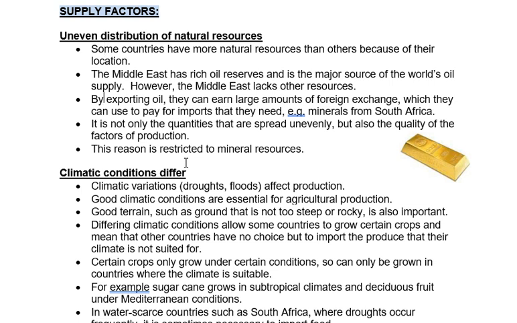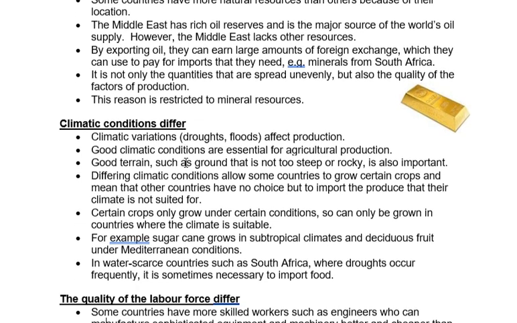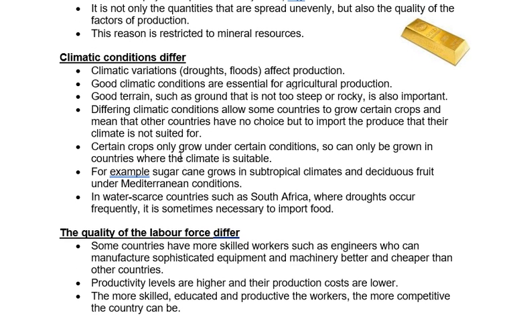The second supply reason is the fact that climatic conditions differ. Again, this condition is restricted to agriculture. In agriculture, certain products, certain goods, only grow under certain climatic conditions.